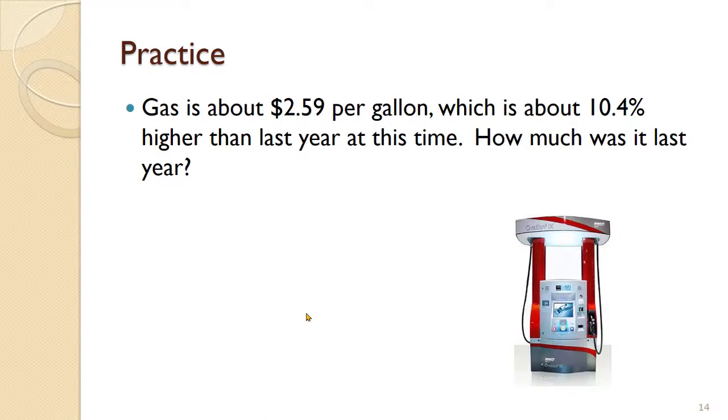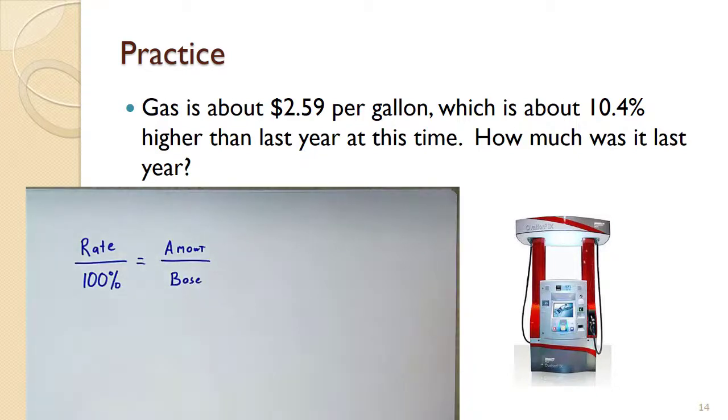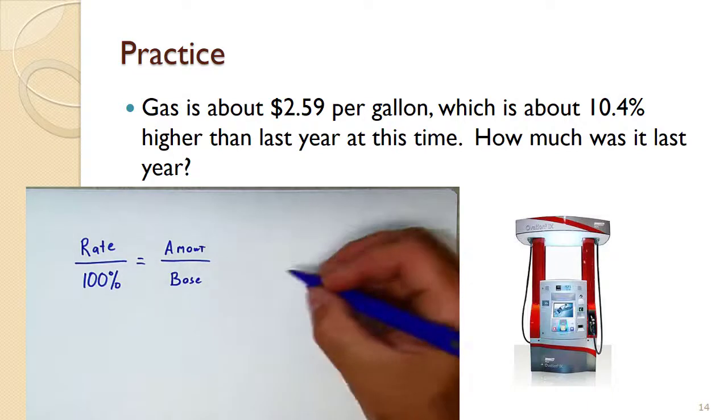Okay, this is a similar problem. Gas is about $2.59 per gallon, and that's about 10.4% higher than it was last year at this time. So my question is, how much was it last year? Take a minute and see if you can solve that percent change problem and unpause when you're ready to see the solution. Okay, let's use the proportion for this one.